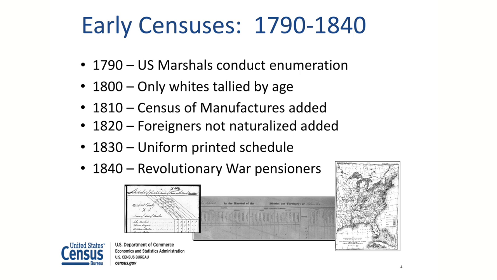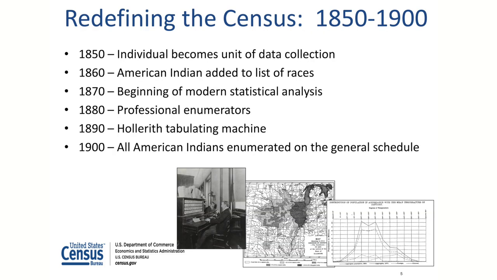In 1840, we started moving closer to statistical analysis, although we were still just aggregate data. And aggregate data just simply means we counted up and reported the numbers. In 1850, the biggest change was that the individual became the unit of data collection as opposed to the household. And so for the first time, the names of all free people in any household was collected. However, for slaves, they still only collected age and sex.